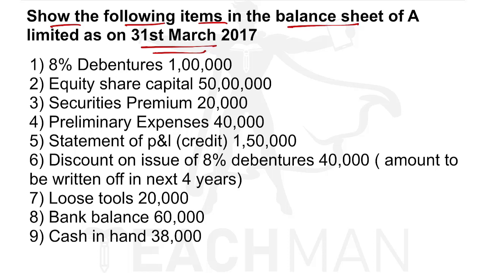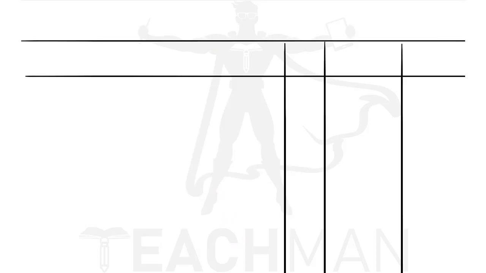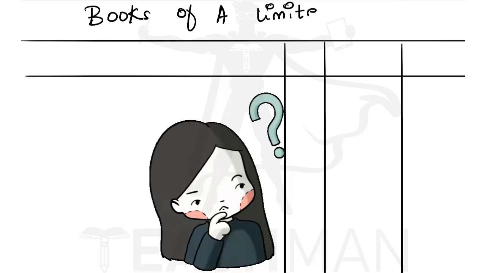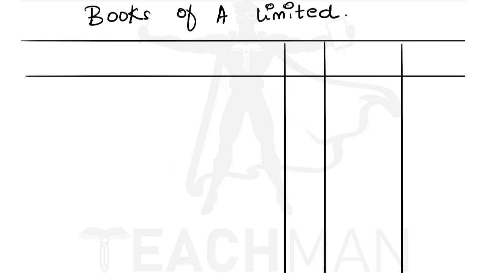They have given 8% debentures, equity share capital, securities premium, preliminary expenses, statement of profit and loss, discount on issue of debentures, amount to be written off in the 4 years, loose tools, bank balance, and cash in hand. Okay, so first let us write the format. So we are writing vertical balance sheet in the books of A Limited.